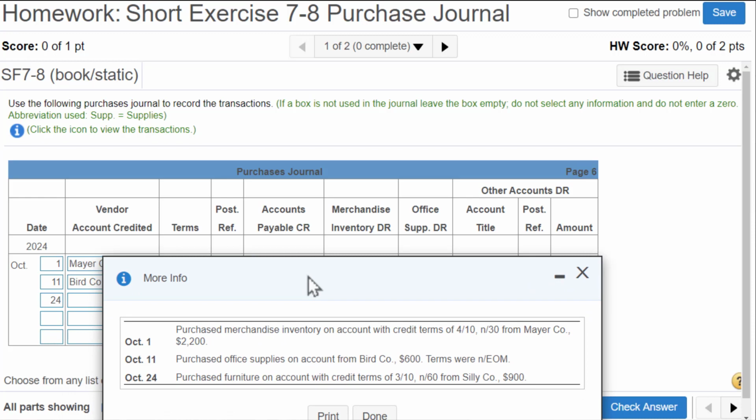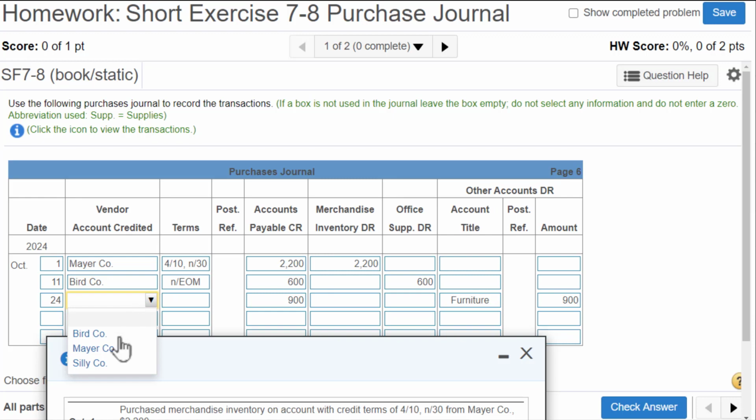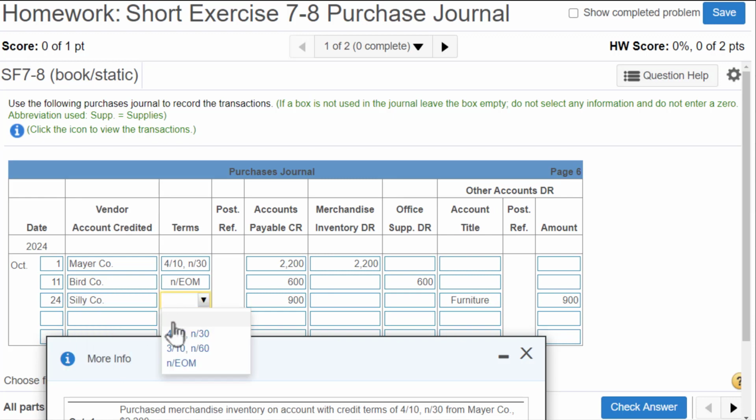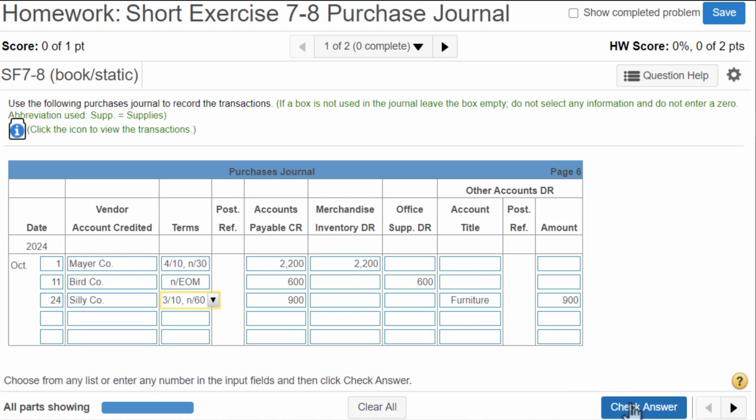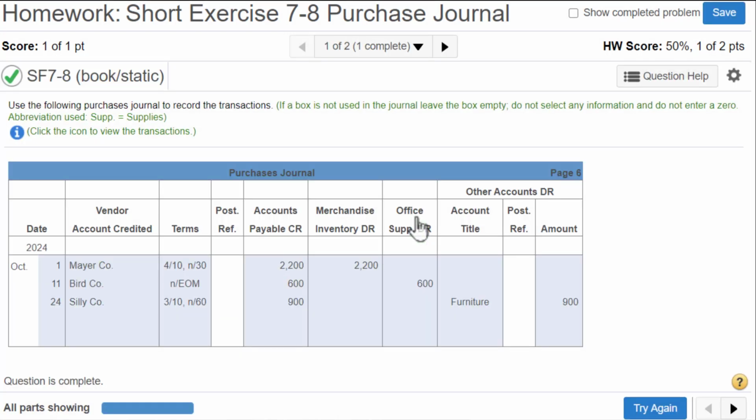And we bought it from Silly Company for 3/10. Silly Company terms of 3/10. And that looks like it's it. Check our answer. There you go. So in the next exercise, we will post from the purchase journal to the AP subledger and to the ledger.